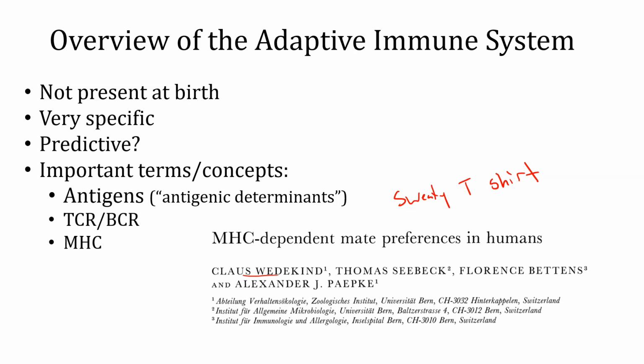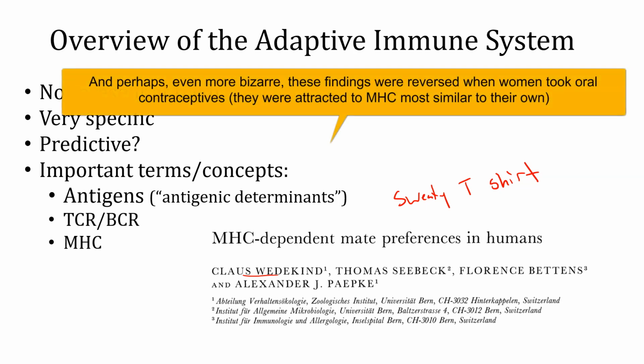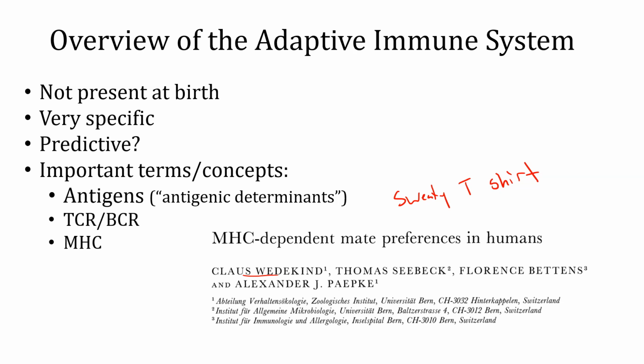And what was really interesting is that with a certain degree of statistical significance, women were generally most attracted to t-shirts from men that had an MHC complex that was most dissimilar to their own. So even though there's only two classes, MHC class 1 and MHC class 2, there are some variabilities in the MHC molecule itself. And for whatever reason, women were attracted to sweaty t-shirts of men with an MHC most dissimilar to their own. This has also been repeated in 2005, and similar results were found. So it goes down as a famous experiment just because of how interesting it is.